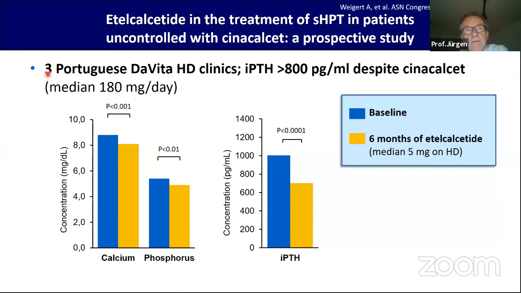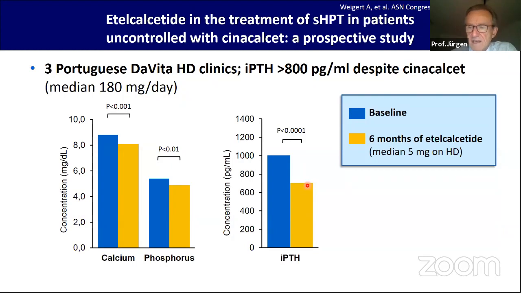Portugal, 3 Portuguese Davita clinics, and these were very, very difficult patients. PTH above 800 despite cinacalcet. And look at this, a median of 180 milligrams per day. So the doctors were desperate to get the PTH down, and they gave the maximum dose, and it didn't work. And then they were switched to Etelcalcetide. And look at this, calcium decreased, phosphorus decreased, and PTH came down from 1,000 to 700.